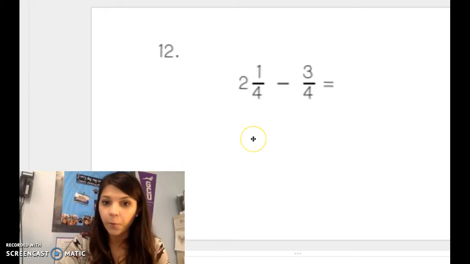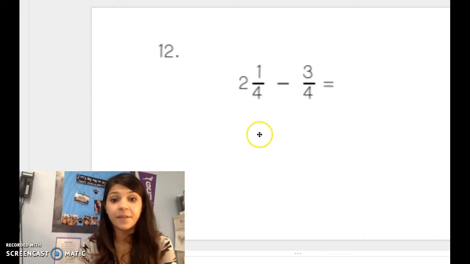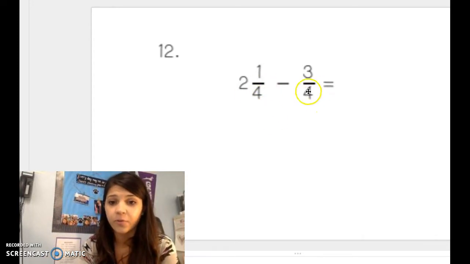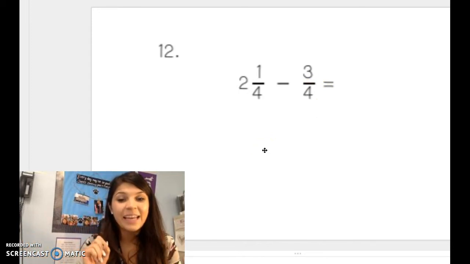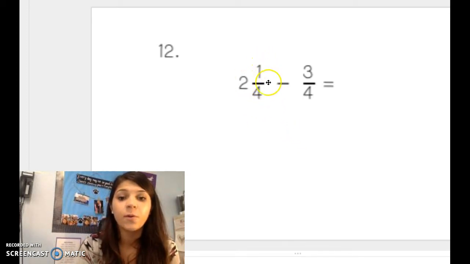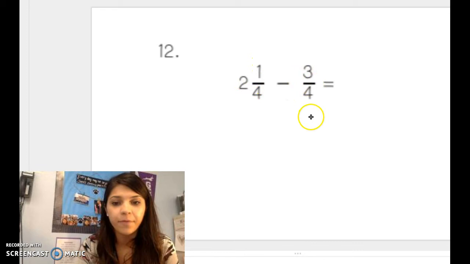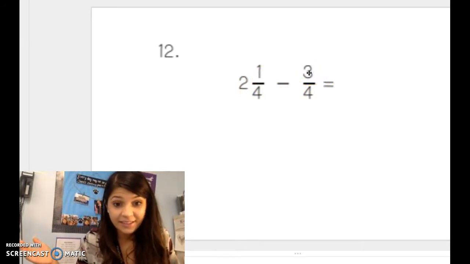We have 2 1/4 minus 3/4. Now this looks like it could be easy because when we look at these two denominators right here, we notice that they're the same, which means we should be able to subtract straight across, right? Wrong. In this case, it makes it a little bit difficult because if we look at those numerators, we notice that actually 1/4 is smaller than 3/4, right? So how in the world am I supposed to solve this?